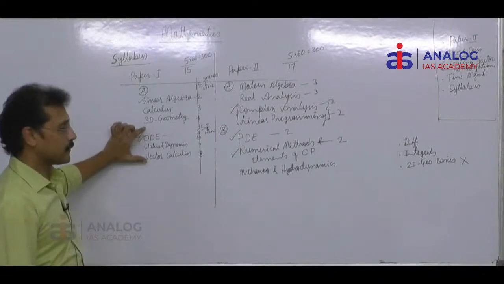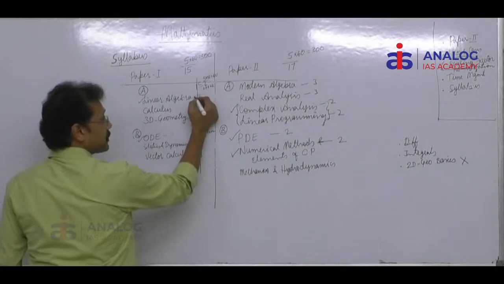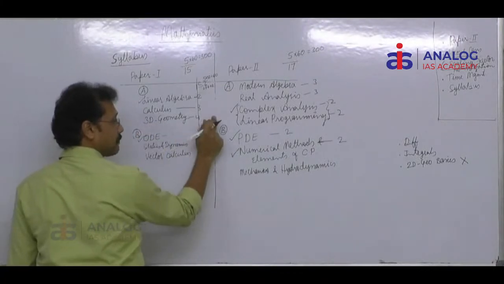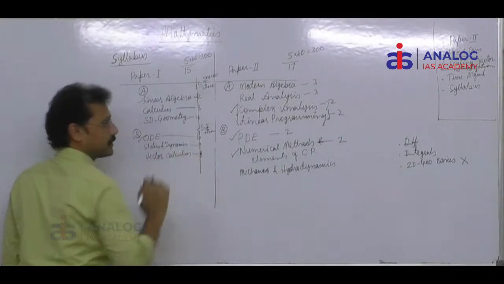Let us come to here. If I read ODE, what happens? Again, the second question used to be linear algebra. The third question used to be calculus. The fourth question used to be 3D. The fifth question is compulsory, 2 plus 2 plus 2. ODE, the sixth question. This is the 7th question. This is the 8th question.